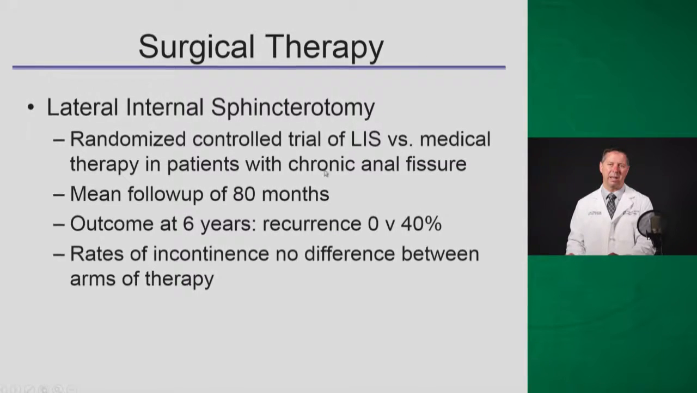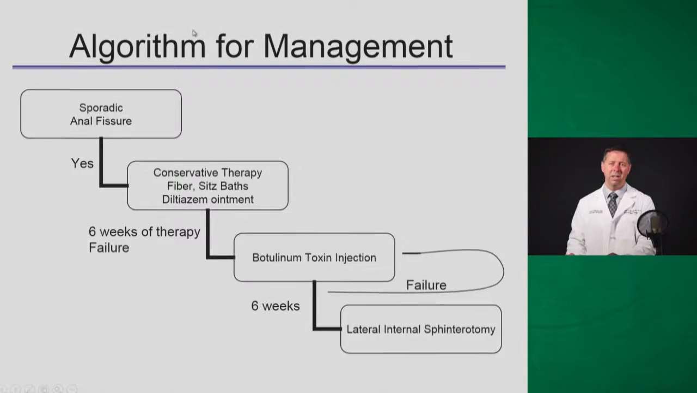100% healing in the lateral internal sphincterotomy group versus about 40%, recurrence of 0 versus 40% at 6-year follow-ups. Rates of incontinence were no different in either arm. In general, this is the algorithm that I'll use for a sporadic anal fissure.